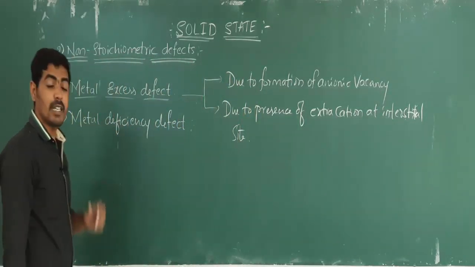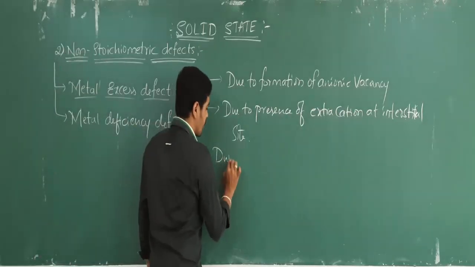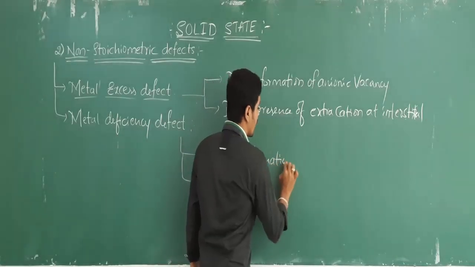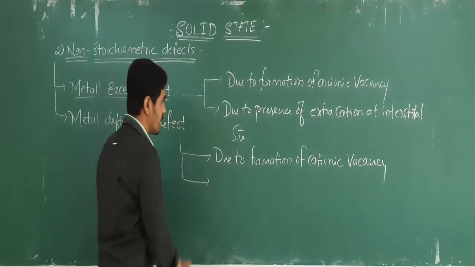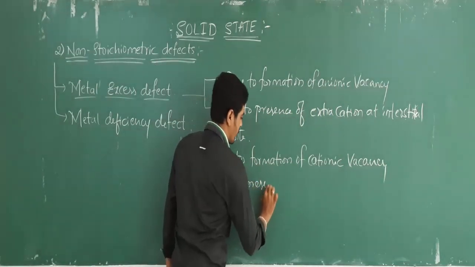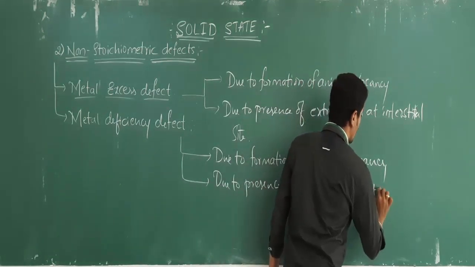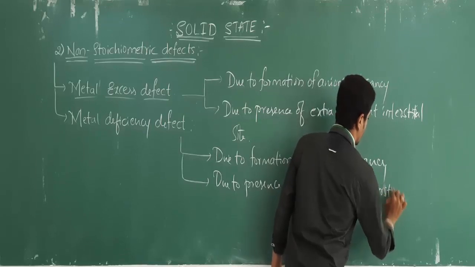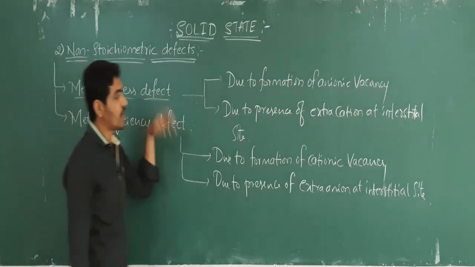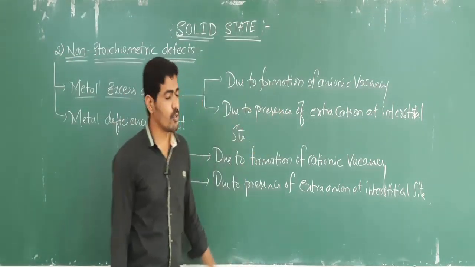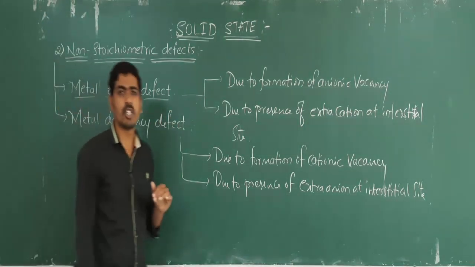And what are the reasons for metal deficiency defect? Again, it also arises due to two reasons. One is due to formation of cationic vacancy, and another one is due to presence of extra anion at interstitial site. So these are the two types of non-stoichiometric defects, and the reasons for the arising of those two defects are these four reasons. Okay, now we will study one by one the metal excess defect and metal deficiency defect in detail.